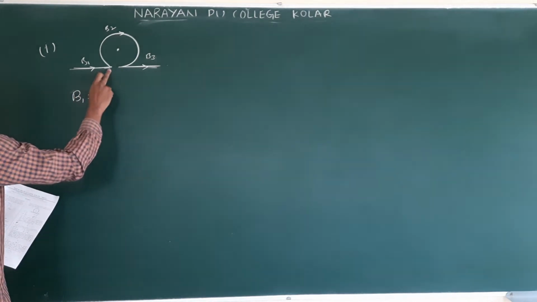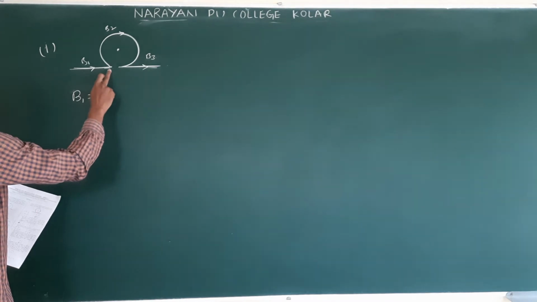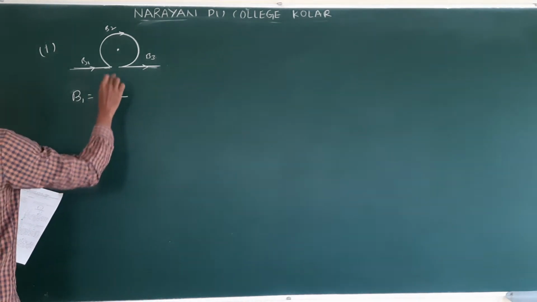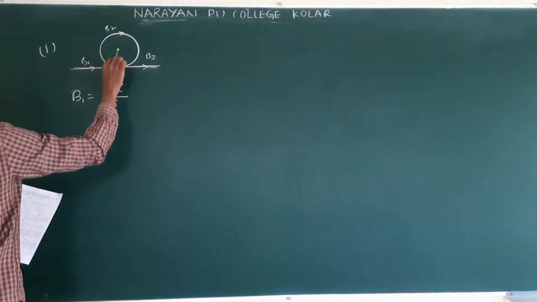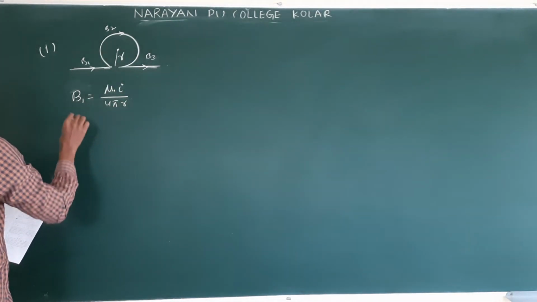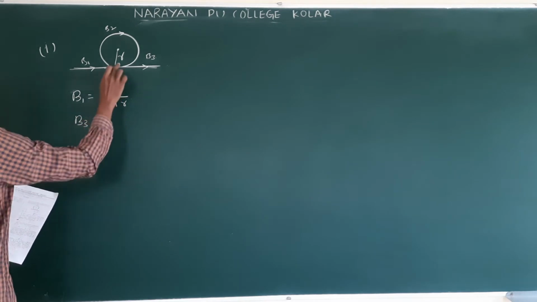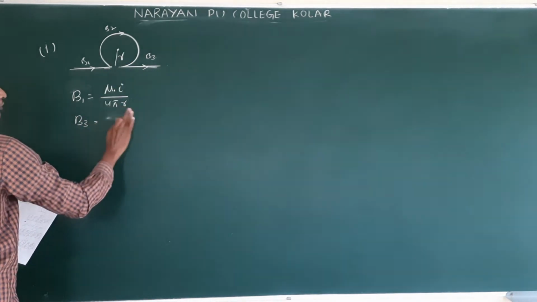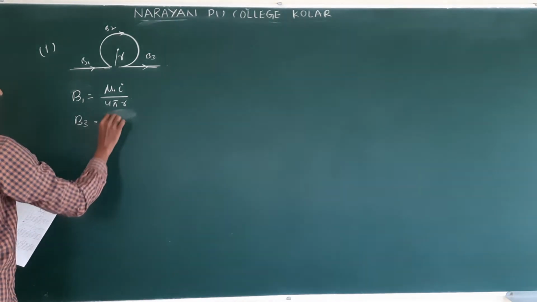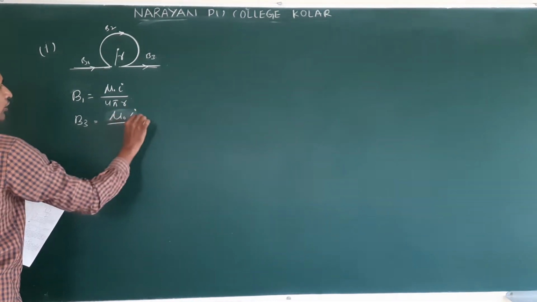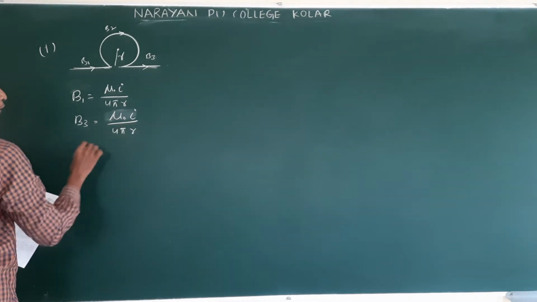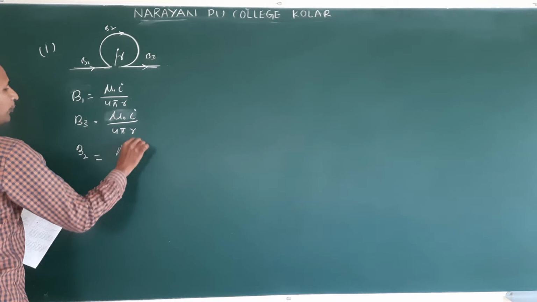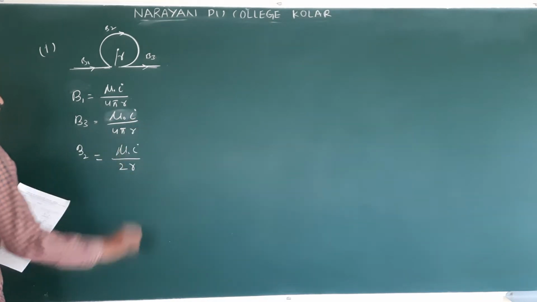Magnetic field due to a straight conductor at one end is mu naught I by 4 pi d. D in the sense of distance; here the distance is nothing but R, the radius. And B3 also remains a straight conductor at one end, so mu naught I by 4 pi R. B2, magnetic field due to a circular coil, is mu naught I by 2R.